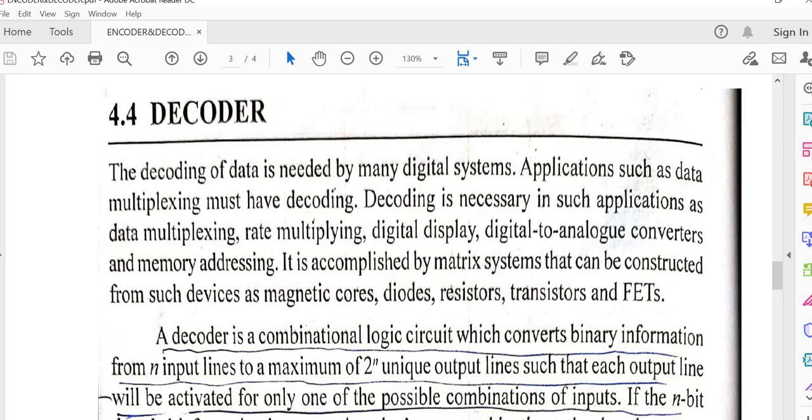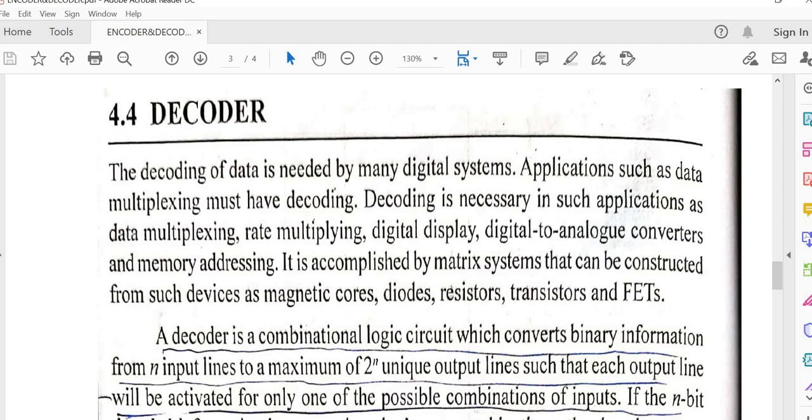You know that this video series on computer system architecture, that is paper number 2 of BSc Computer Science CBCS first semester, and we are discussing combinational circuits. In the last video we discussed the two most important combinational circuits, multiplexer and demultiplexer, and today we will study another very important combinational circuit, that is decoder.